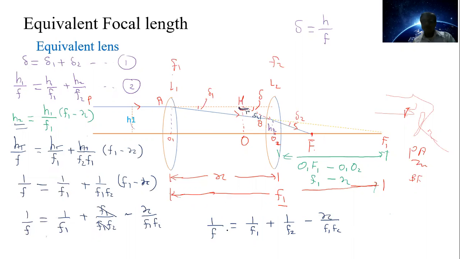Now here, this is the final expression. 1 upon F, F means equivalent focal length. F1 is the focal length for the first lens. F2 is the focal length for the second lens. Are you getting this or not? And what is X? X is the distance of separation between two lenses. And that's why this is our final expression.